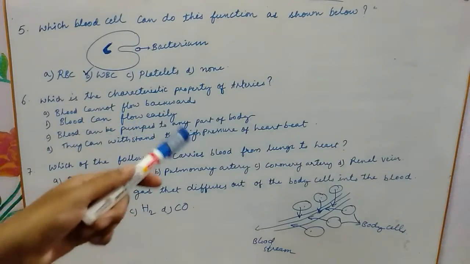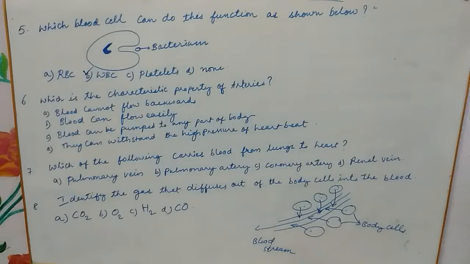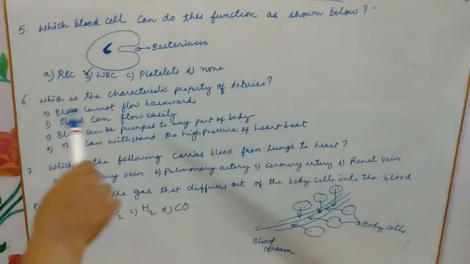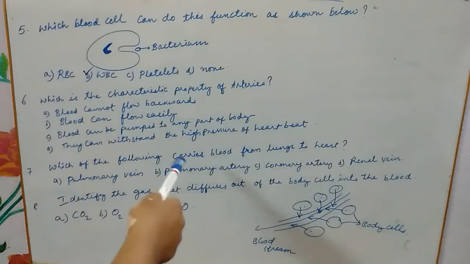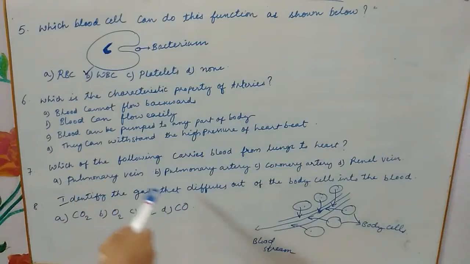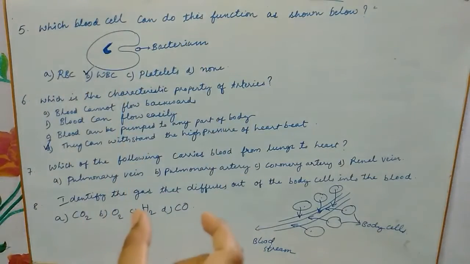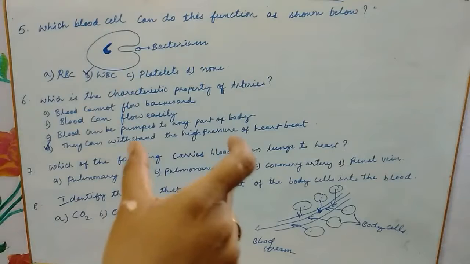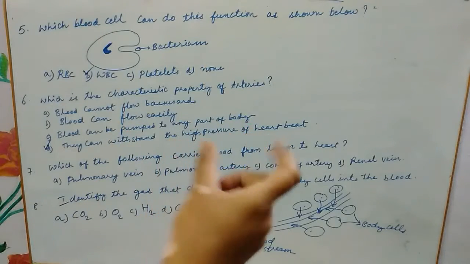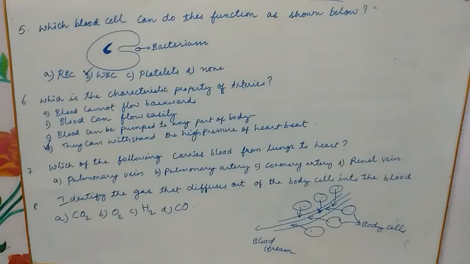Which is the characteristic property of arteries here? What are arteries, children? Arteries are those blood vessels which carry blood from the heart to different organs of the body. So what is the characteristic property? Blood cannot flow backwards, blood can flow easily, blood can be pumped to any part of the body, or they can withstand the high pressure of the heartbeat. This is the characteristic feature, children. D is the right option here because arteries have thicker walls when compared to veins, just because they have to withstand the high pressure of the heartbeat. So this is the right option, children.